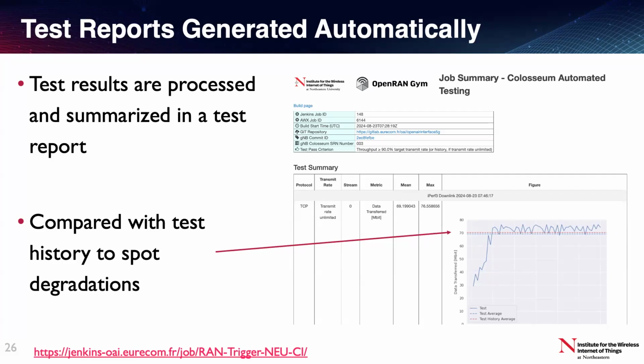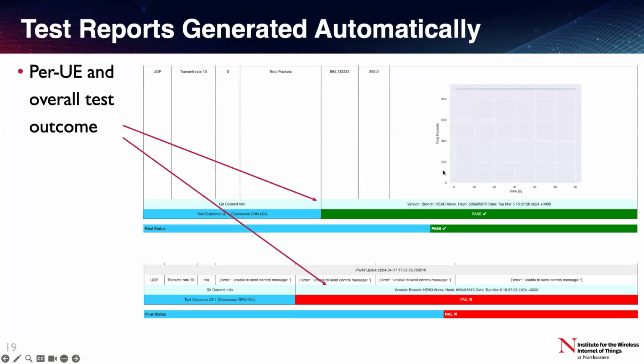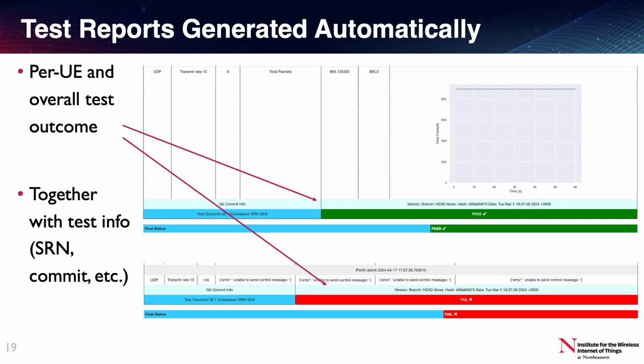And by doing this, I can also set a criterion for passing a test. So for example, my criterion here is the throughput at least 90% of my history throughput. And based on this, I can determine if a condition that I set for my test, so for example, is throughput at least 90% of the history, if my test passed or not. And I can include additional information for debugging. So for example, which node of Colosseum or SRN I was using, which commit I was using. And then together with this, I can pair some logs that the developers can look into.